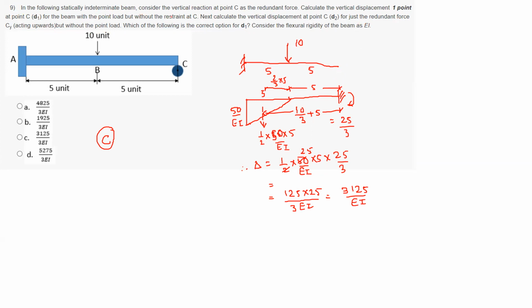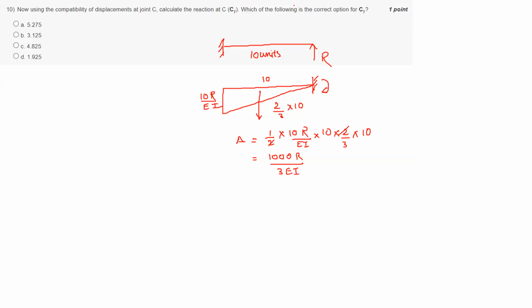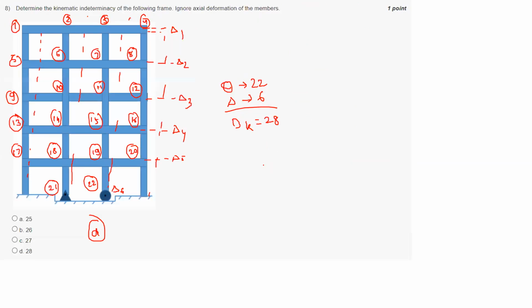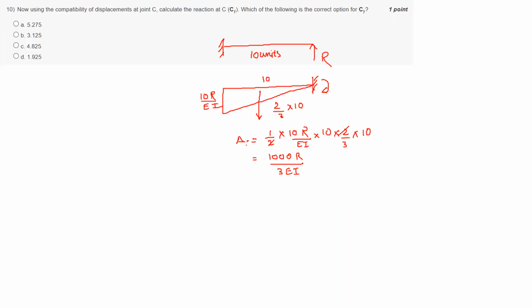The following statically indeterminate beam: consider the vertical reaction at point C as the redundant force. So we have C as the redundant force. So this will be delta 1 and that should be equal to delta 2. So here we have delta 2 and these two should be equal because we have this as redundant. Then delta 1 we have 3125 upon 3EI, and delta 2 we got 1000R upon 3EI. So the 3 cancels. And then if we take 1000 to the right side, we have 3.125. And 3.125 means we have option B.